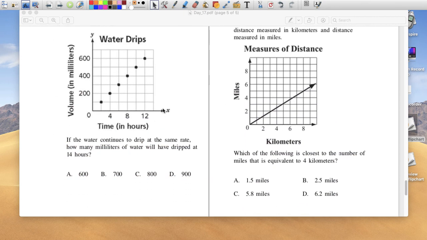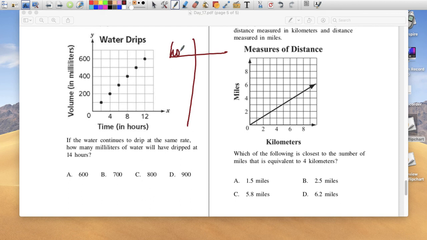Two more. Look at the graph. If the water continues to drip at the same rate, how many milliliters of water will have dripped at 14 hours? Again, you can find the equation, or create a table or something to find a relationship. So what I know right now, and this is what I'll write: hours, and this is volume, how much water is dripping. Right here, in 4 hours, it dripped 200. In 8 hours, it dripped 400. In 12 hours, it dripped 600. Can you find a relationship?